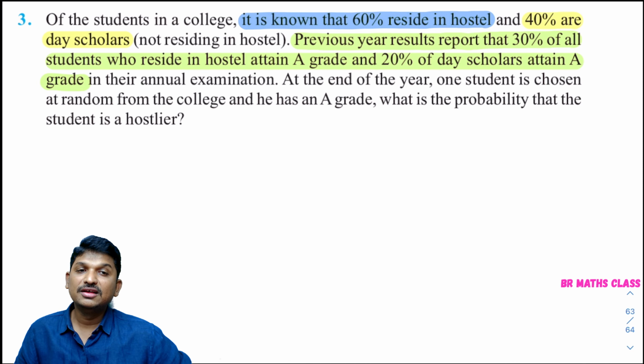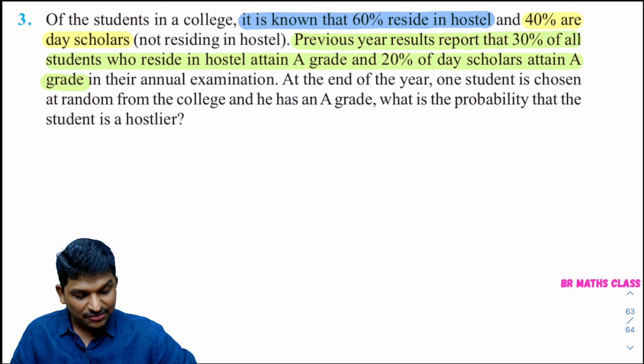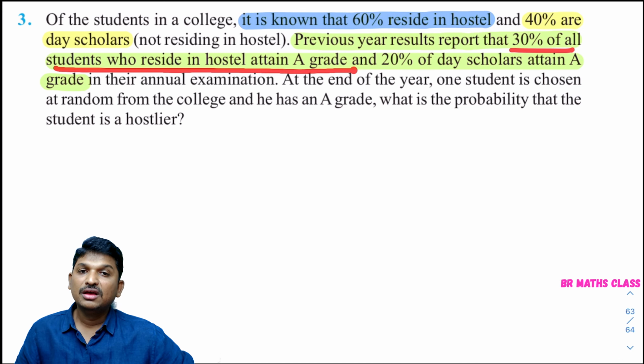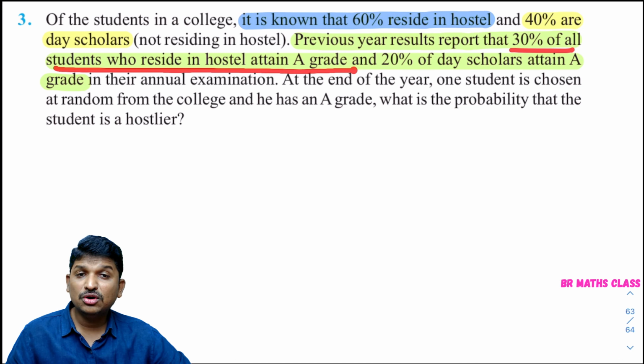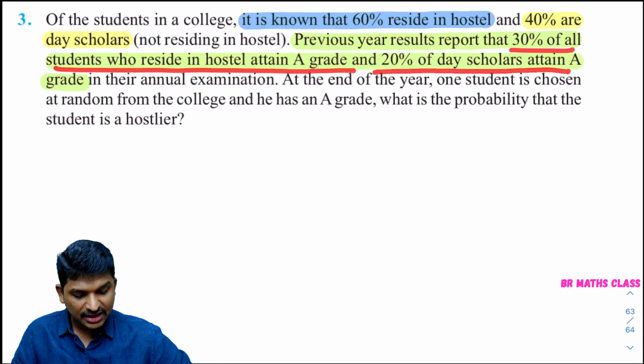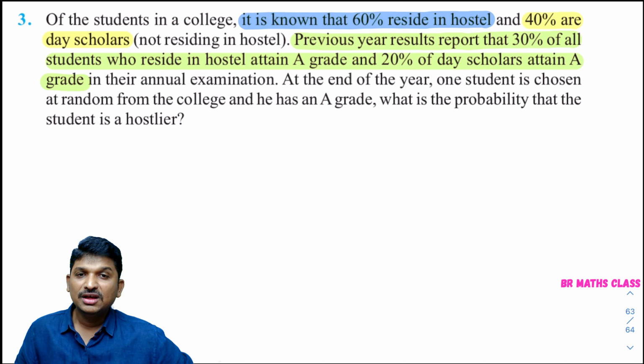Previous year's result reports that 30% of all students who reside in hostel attain A grade and 20% of day scholar students attain grade A. See here what happened. 30% of the students got A grade, as 20% of day scholars attain A grade. That means hostelers are getting A grade more than day scholars, in their annual examination.